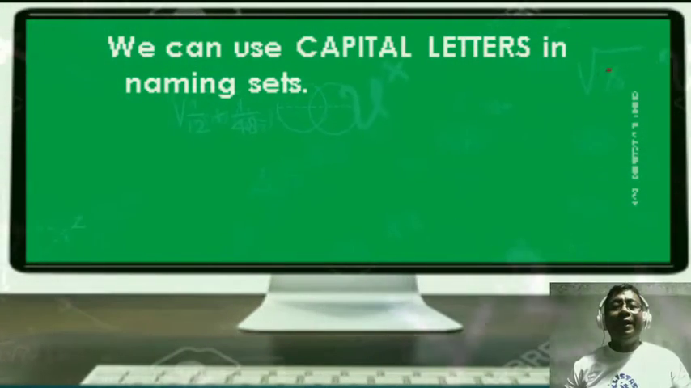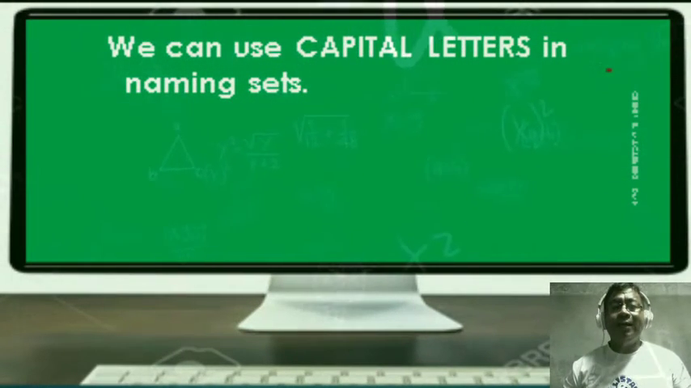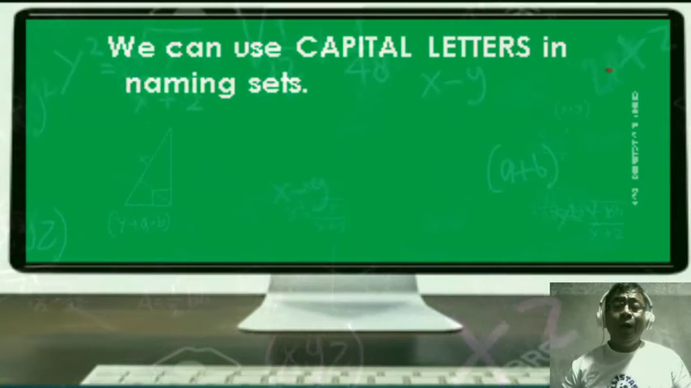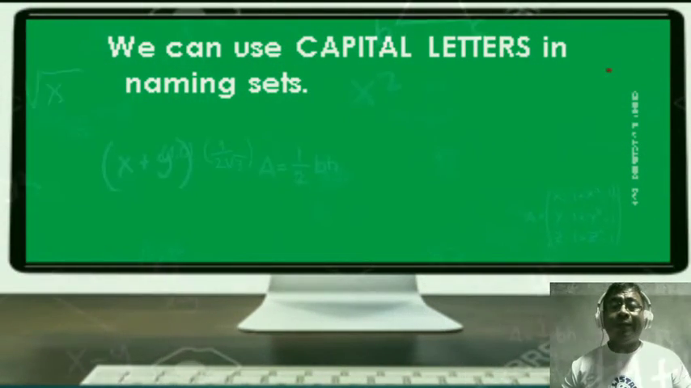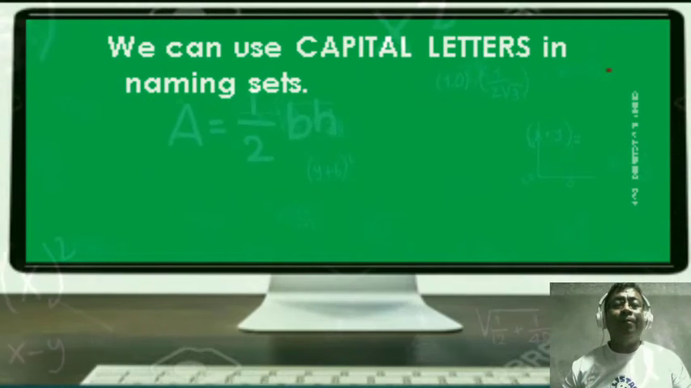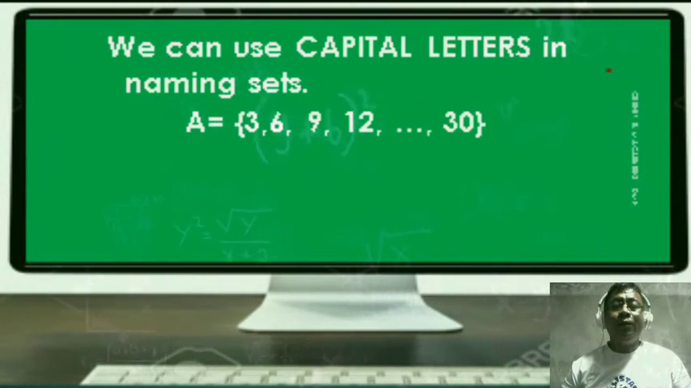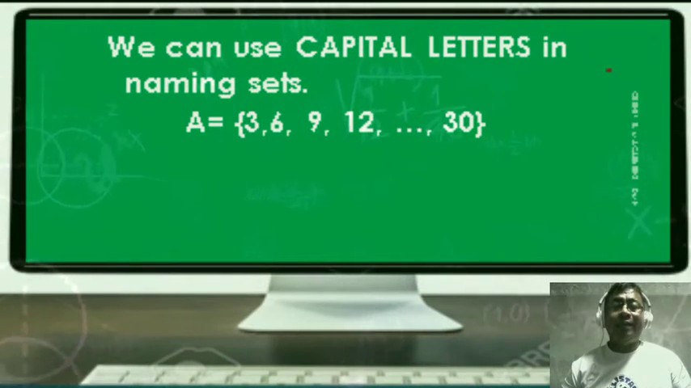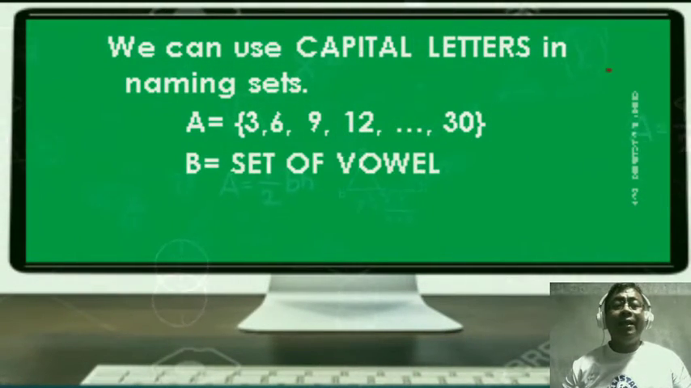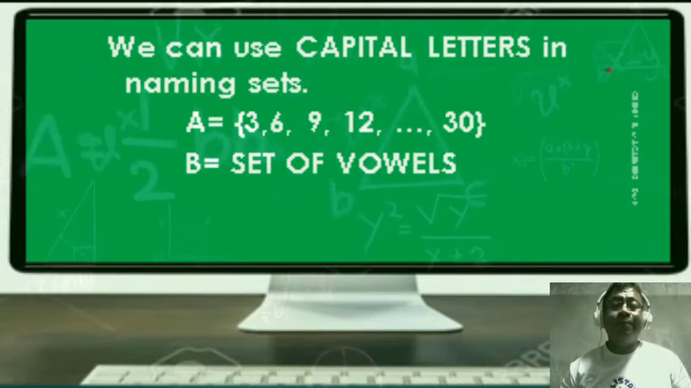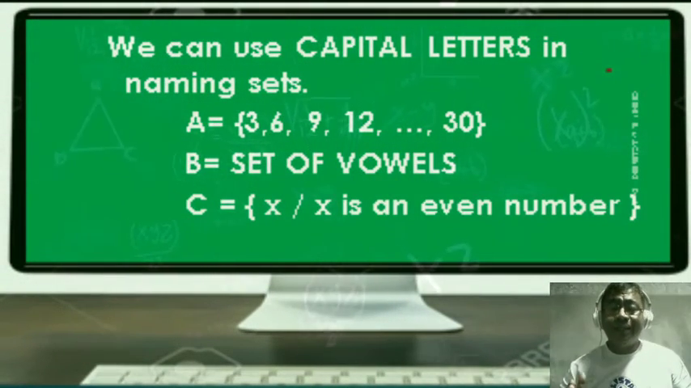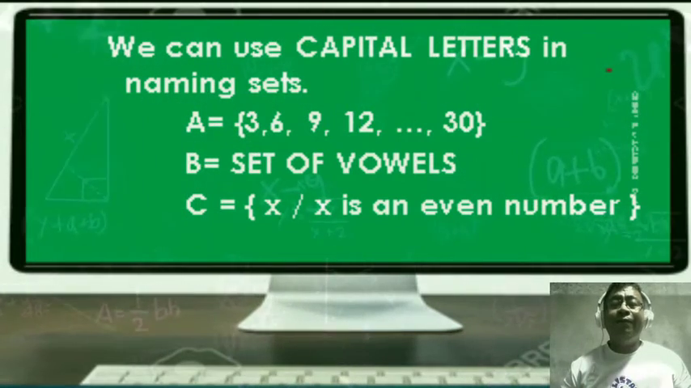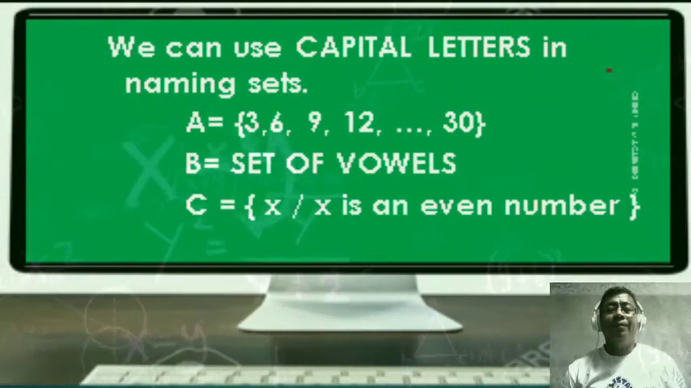We can use capital letters in naming sets. Take note, class, all names of sets must be in capital letters. For example, set A is equal to the set of 3, 6, 9, 12 up to 30. Set B is equal to the set of vowels. Set C is equal to the set of X such that X is an even number.